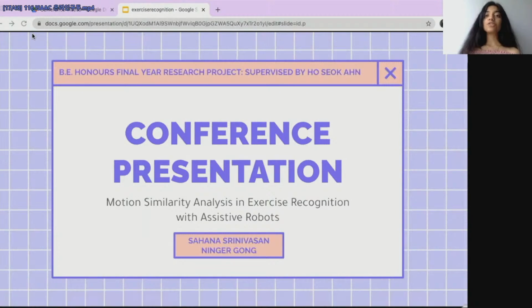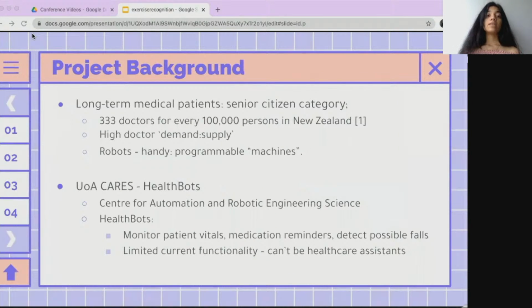The project is motion similarity analysis in exercise recognition with assistive robots. The elderly make up the majority of long-term patients who require medical attention. According to the New Zealand Doctor Workforce Survey of 2018, there are only about 333 doctors for every 100,000 persons. COVID-19 puts these prospects much more at risk. Therefore, robots become handy companions in these scenarios.